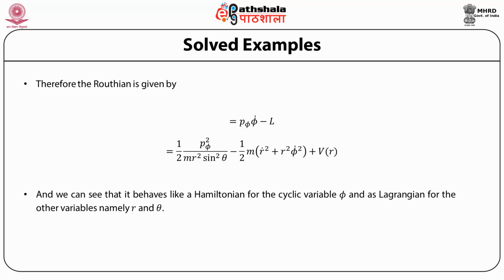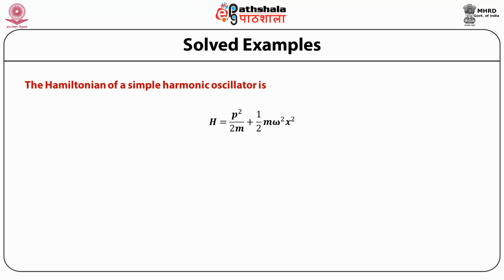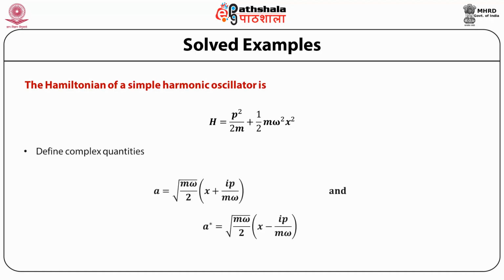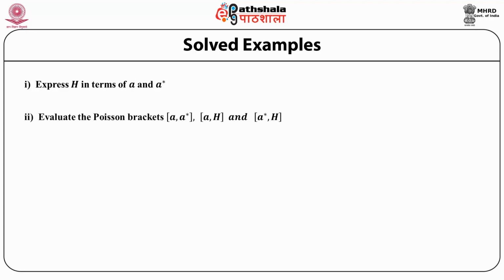As a final example, we have the Hamiltonian of a simple harmonic oscillator as H equal to p square by 2m plus half m omega square x square. Now we define the complex quantities a is equal to under root of m omega by 2 multiplied by x plus i p by m omega, and its complex conjugate. And the problem is to express the Hamiltonian in terms of these complex quantities a and a star, and evaluate the Poisson bracket between a and a star, between a and H, and a star and H, and to obtain and solve the equation of motion for a and a star.